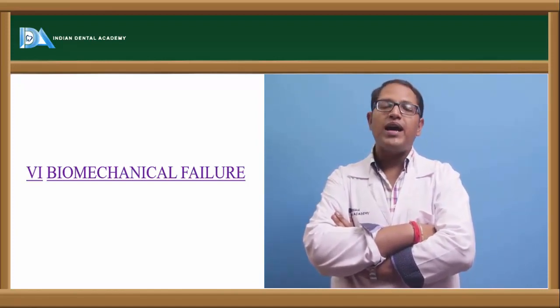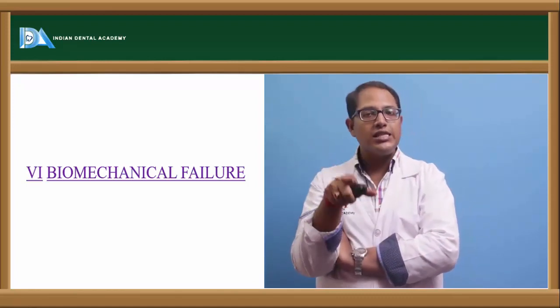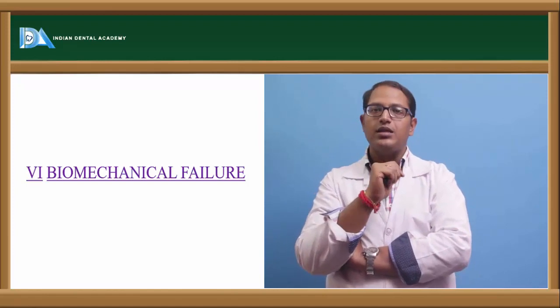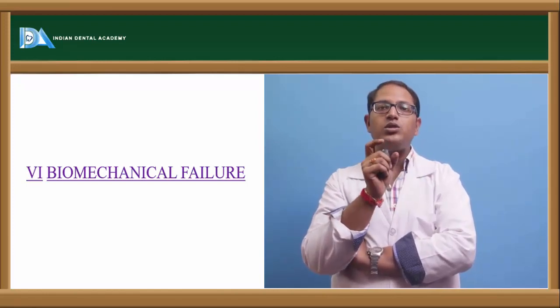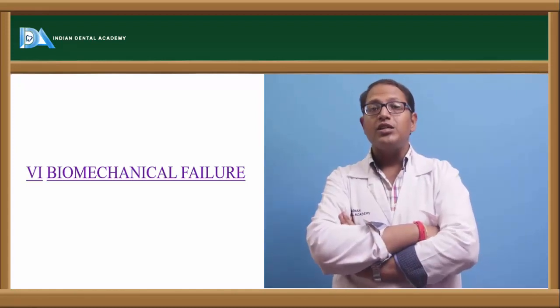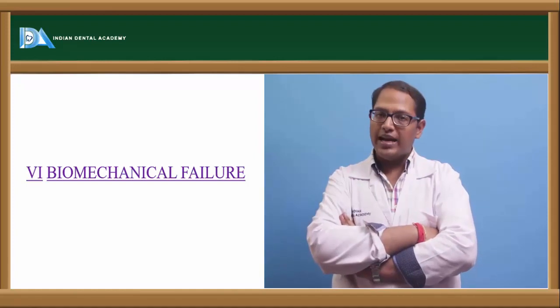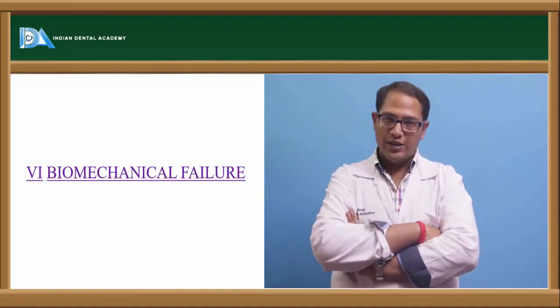In a long span fixed partial denture, as we know, the deflection force is directly proportional to the cube of the length. So that means if the length is 3, 27 times deflection force is going to come over the abutment teeth. So how much harm we are doing to the abutment teeth will also give a biomechanical failure to that particular fixed partial denture.